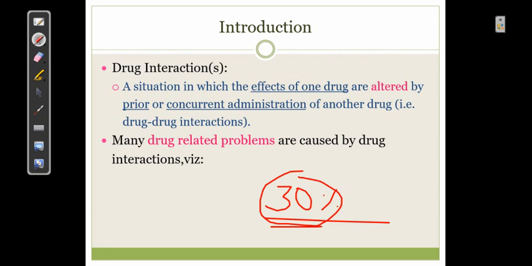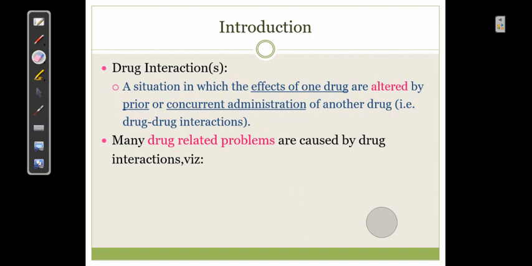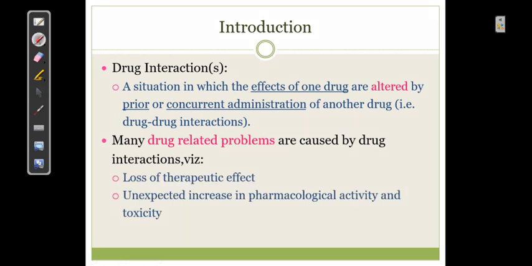So more than 30% of adverse drug reactions are because drugs interact in your body. There is a drug interaction, so definitely there are drug related problems that you can consider. These problems you can discuss in two ways. Either there is loss of effect: the object drug's effect is reduced, so there is loss of therapeutic effect. That is the first consideration. The second thing is an unexpected increase.